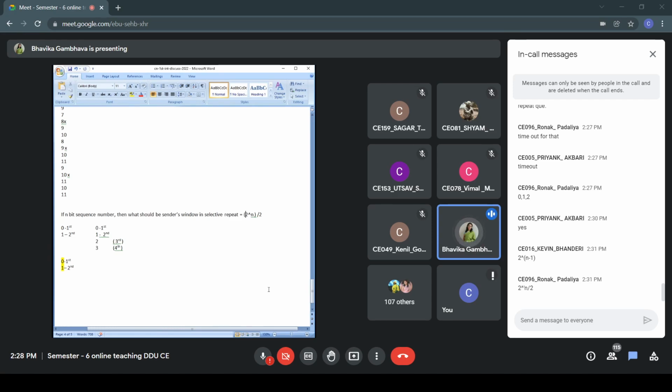Please try to do it at your place. With any example, you can lose any number of data frames or acknowledgements, and it will be able to ensure reliability.